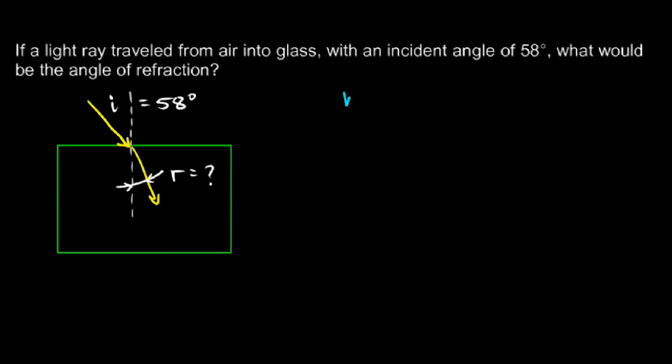But I do know this. I know that NI times the sine of I is going to equal NR times the sine of R. And NI and NR are the indices of refraction. Now what are those? Well, NI is the index of refraction for air because the incident ray is in air. That's 1.00. NR is the index of refraction for the glass because the refracted ray is in the glass, and the index of refraction for glass is 1.52. So those are the numbers that I'll use, and I'm trying to find R.